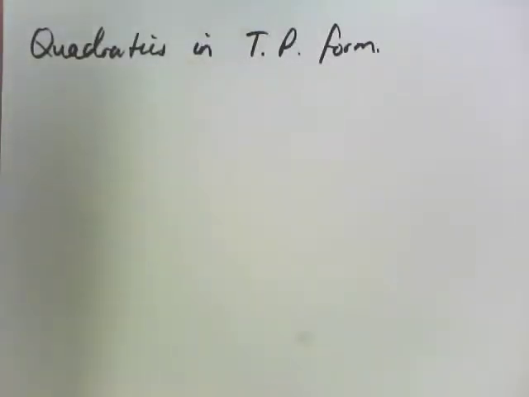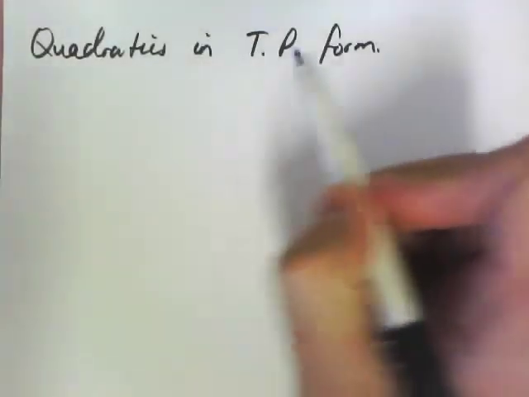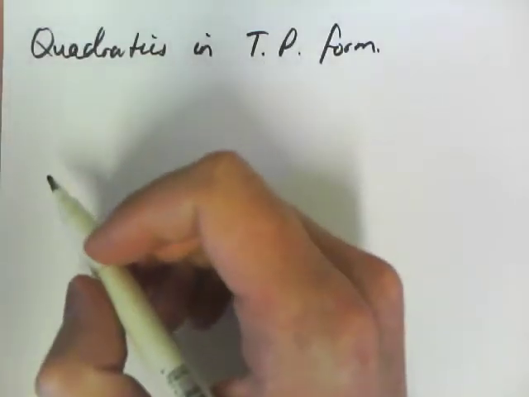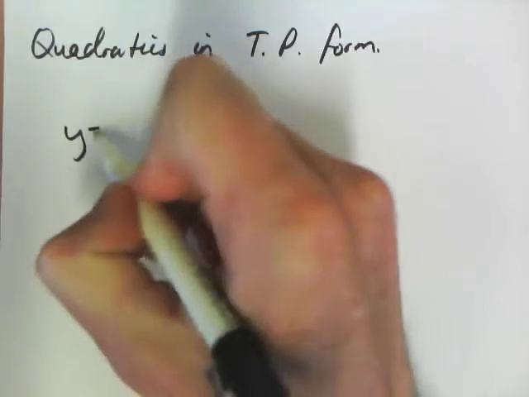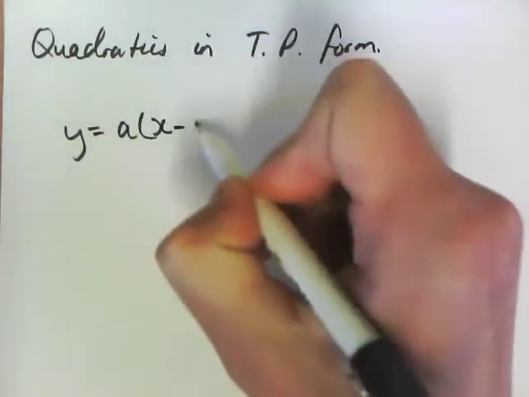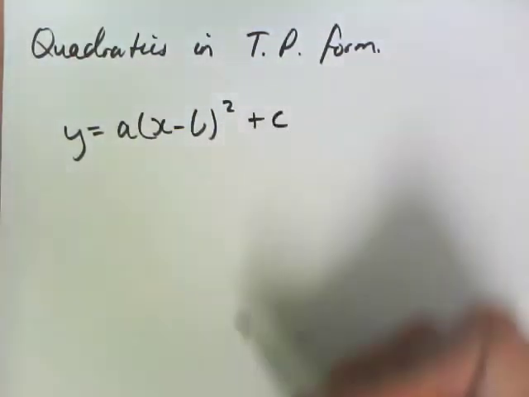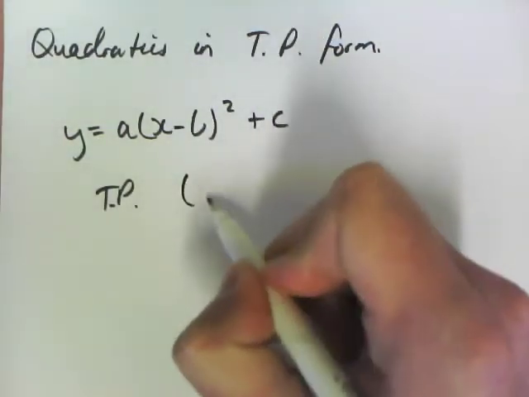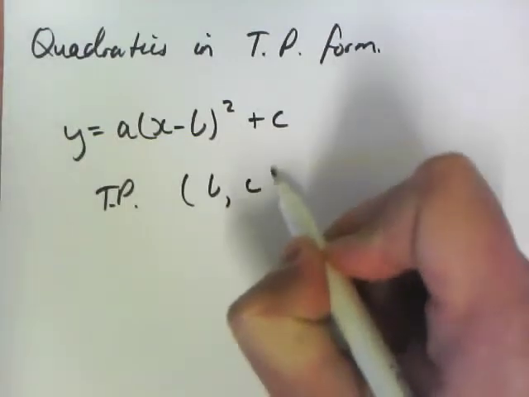In this video we're going to talk about graphing quadratics in turning point form, so that's what this TP stands for, in turning point form. The general rule: y equals a(x minus b) all squared plus c. Your turning point is at (b, c).